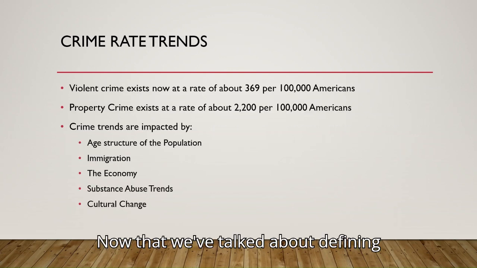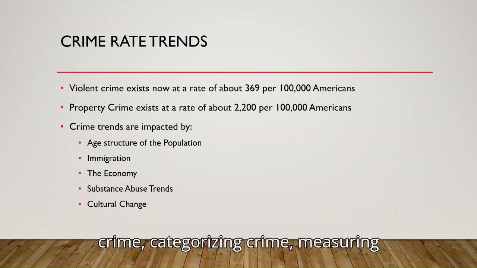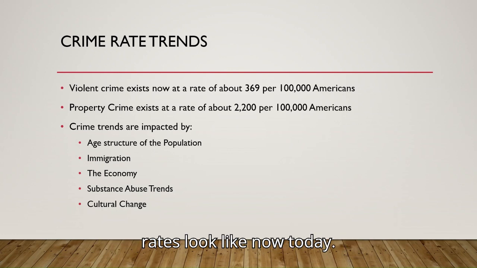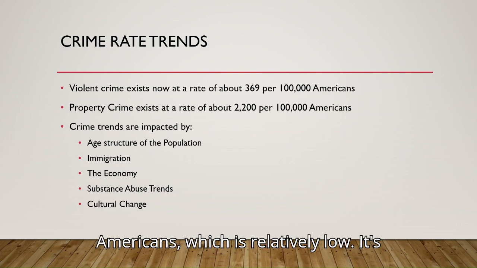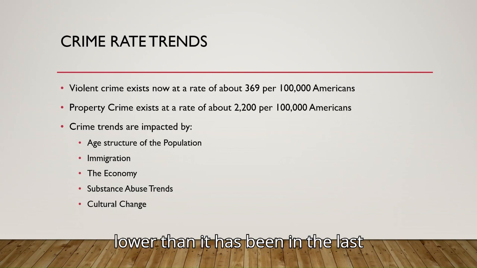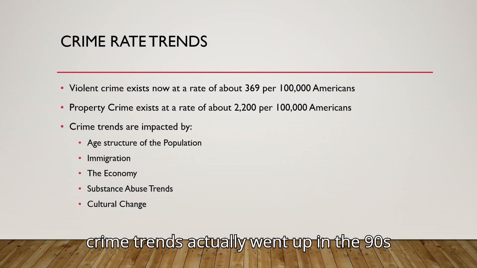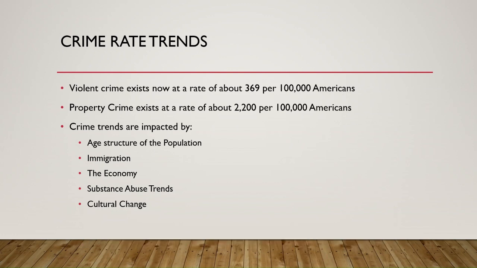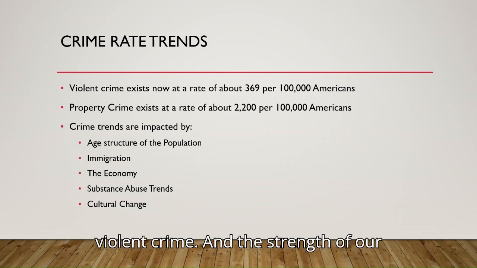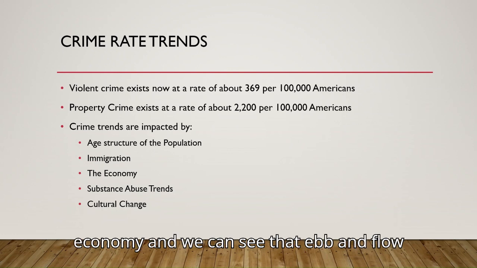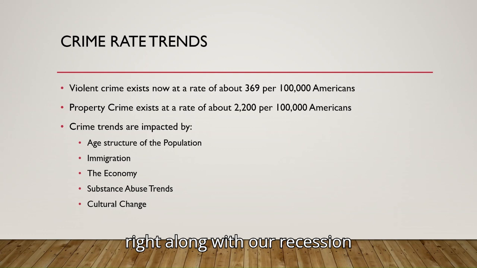Now that we've talked about defining crime, categorizing crime, measuring crime, let's talk about what our crime rates look like now. Today, violent crime exists at a rate of about 369 incidents per 100,000 Americans, which is relatively low. It's lower than it has been in the last 15 years. Trends, and your text talks about this, is violent crime trends actually went up in the 90s coming out of the recession in the 1980s, and then it began to see a decline. There is a big connection economically to violent crime and the strength of our economy. And we can see that ebb and flow right along with our recession trends.